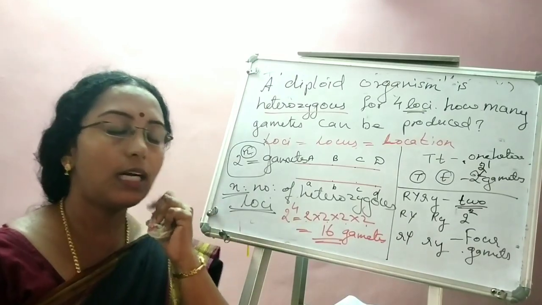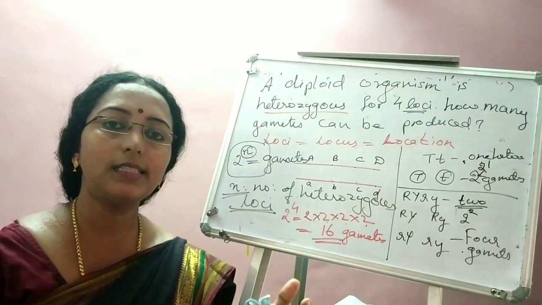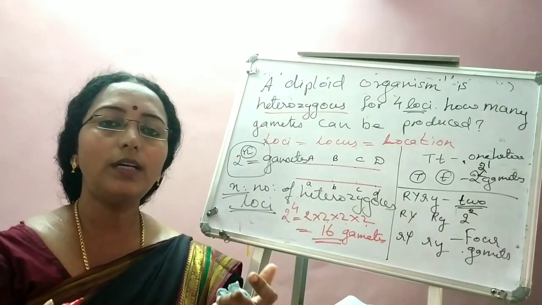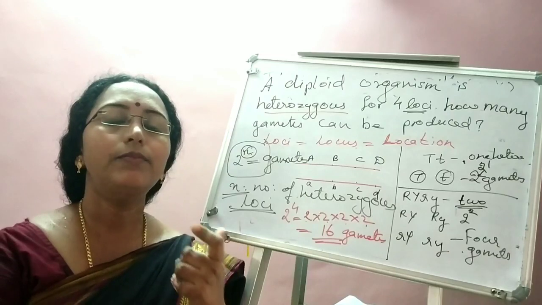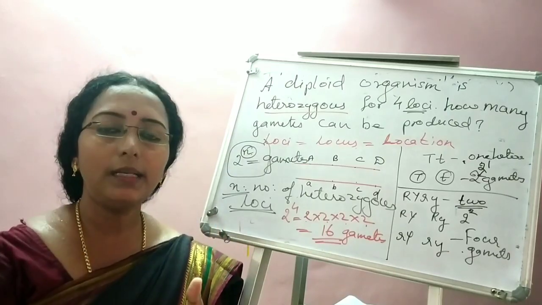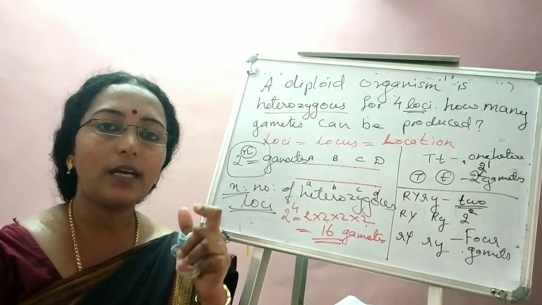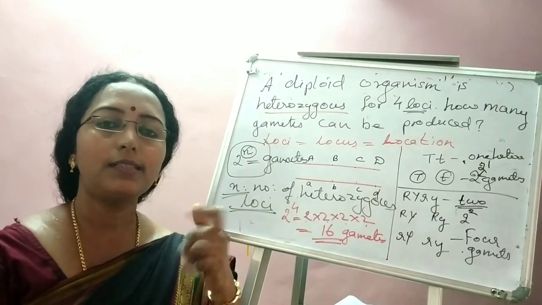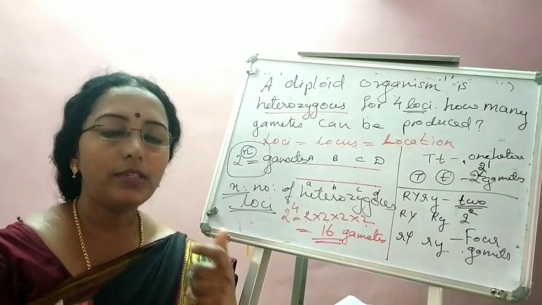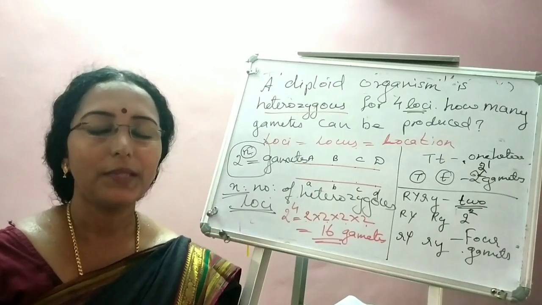In the coming session we will take up other concepts: linkage, crossing over, and also some concepts which differ from the Mendelian principles. Mendelian principles are not universal. Some plants and some animals differ in that. So we will look into all those things in the coming session.